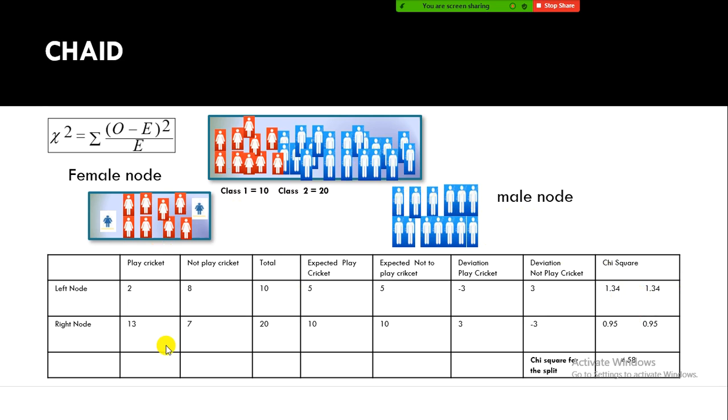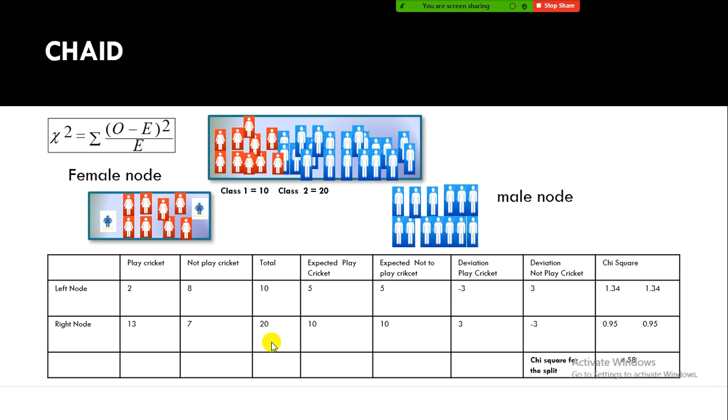Similarly, on the right side node, we have 20 male students. Of the 20 male students, 13 play cricket and 7 don't play cricket. Overall 20 students are there: 20 male students and 10 female students here, okay?